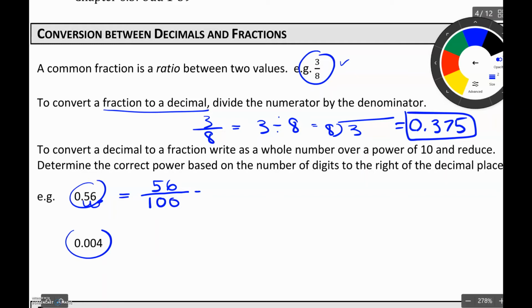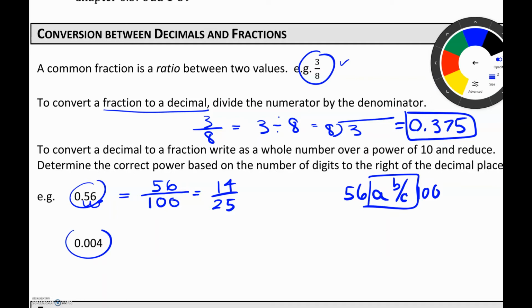And now, you could reduce this if you just use your fraction calculator. You enter 56 over 100 and you'd get 14 over 25. You're looking for a button which looks something like A, B over C. So you'd enter 56 and then 100 after the A, B over C button, and you should get 14 over 25.